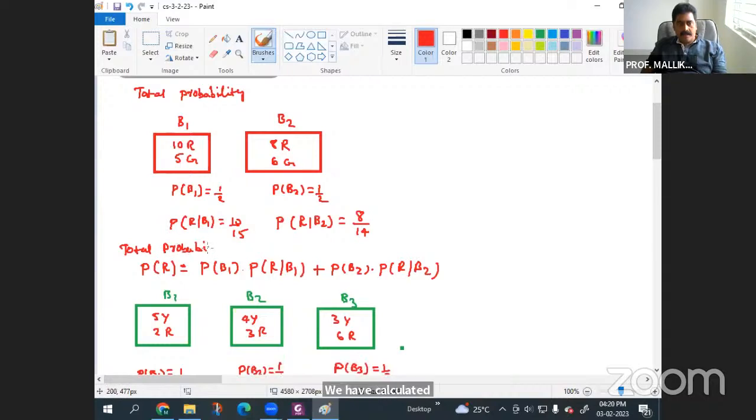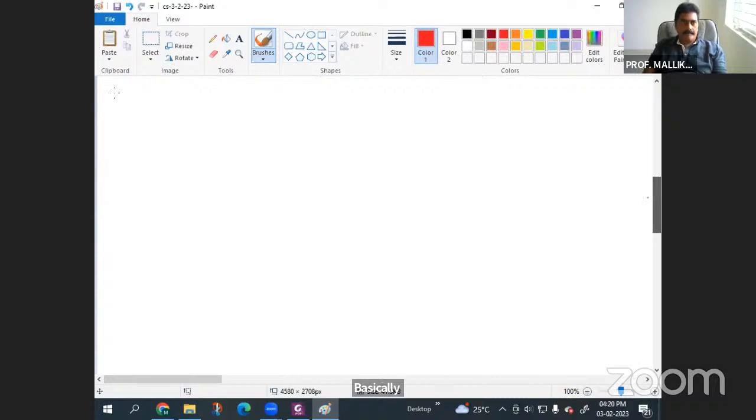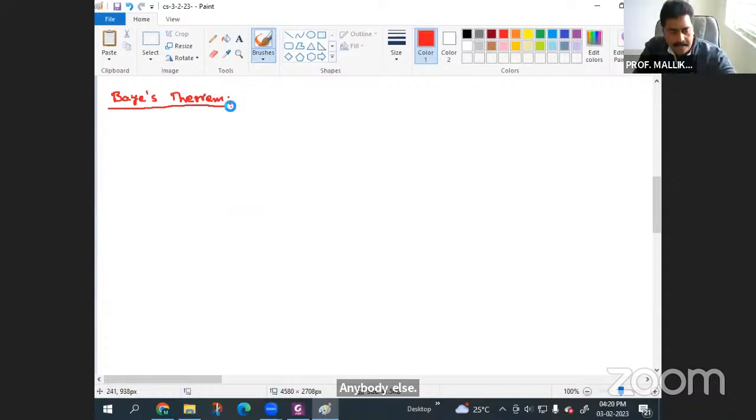Next. Now, this is also total probability we have calculated. What does the Bayes theorem say? Bayes theorem. Anybody else? Anybody else know Bayes theorem? Abhishek, Aniket, Arbiya, Muskan.